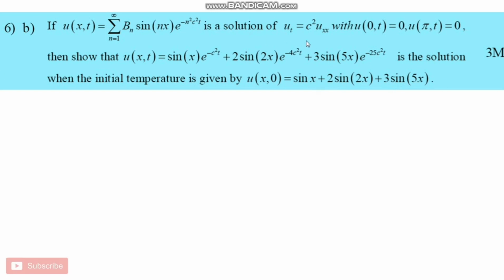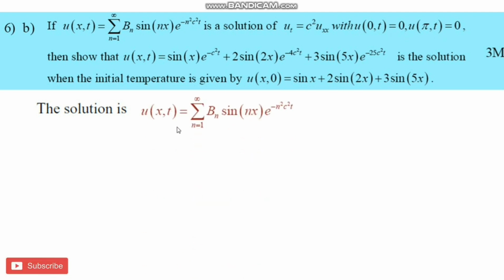So already we are given a solution to this partial differential equation with the two conditions. We have one more unknown, that bn is to be estimated from one condition, that condition given in terms of initial temperature. Let us get into the details. Here we are given that a solution to this partial differential equation satisfying the conditions u0 t equal to 0, u pi t is equal to 0 is u of xt equals to sigma n equal to 1 to infinity bn sin nx e power negative n square c square t.